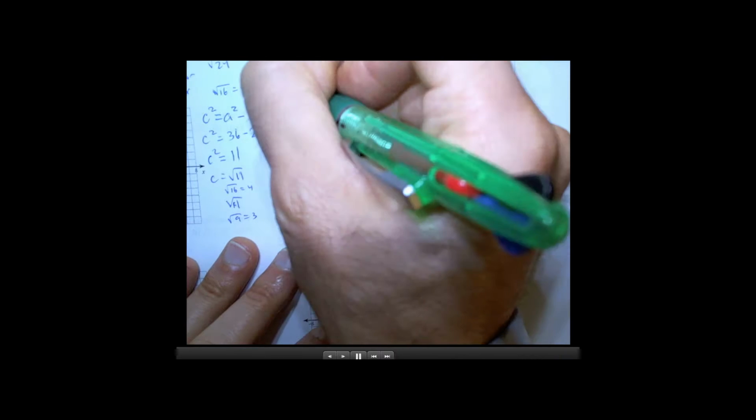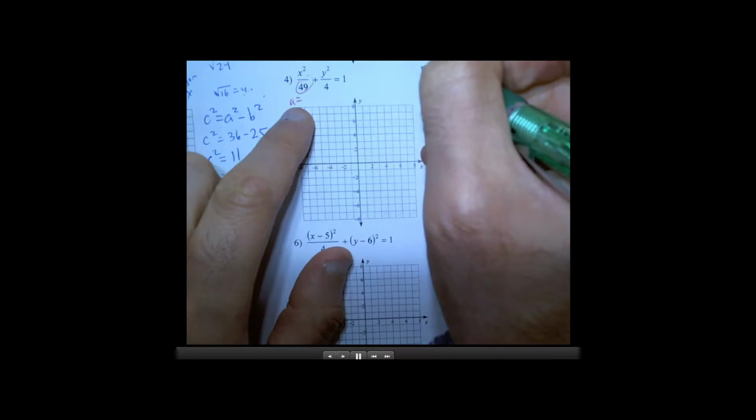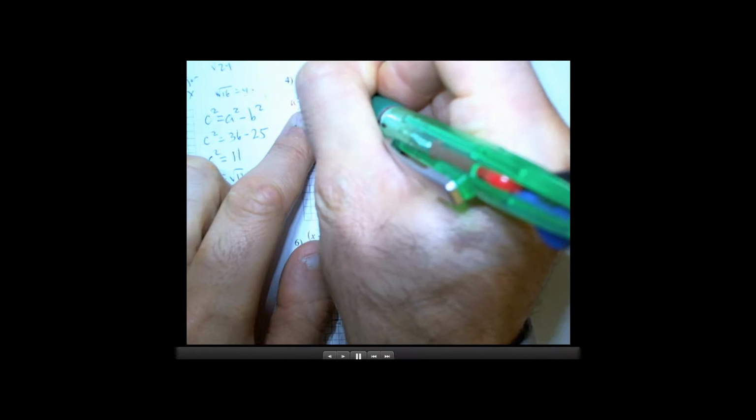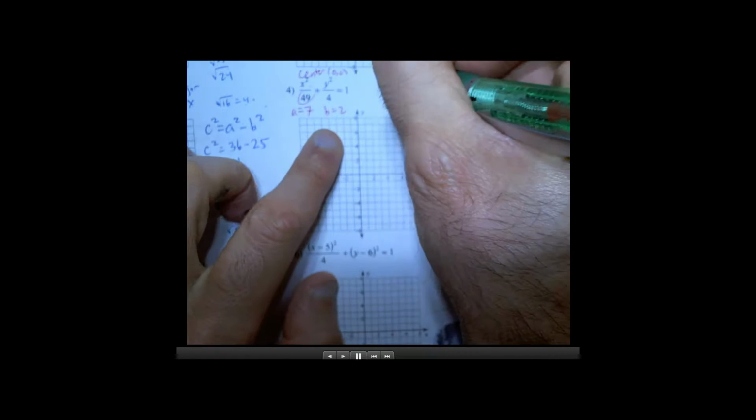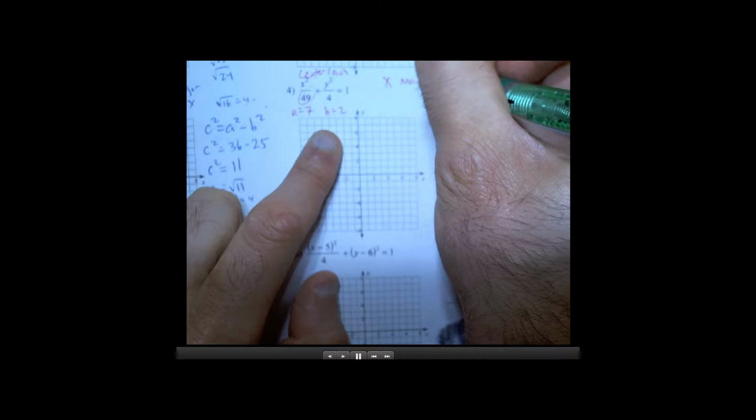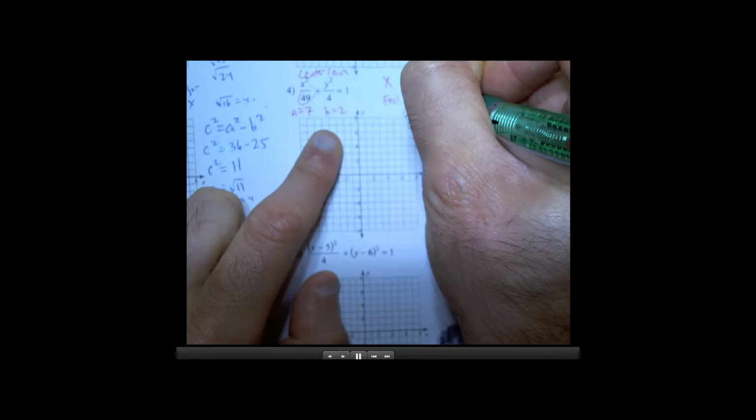X is our major axis. What is our A then? 7. And what is our B? 2. Our center is still at 0, 0. Okay, so we know that X is the major. We know that the foci is on X.